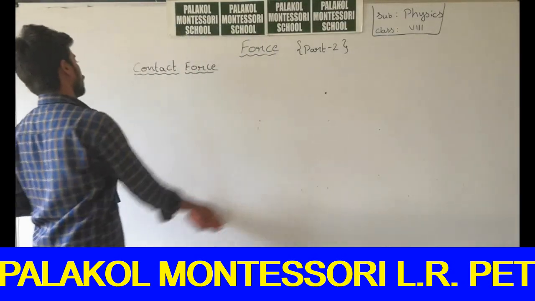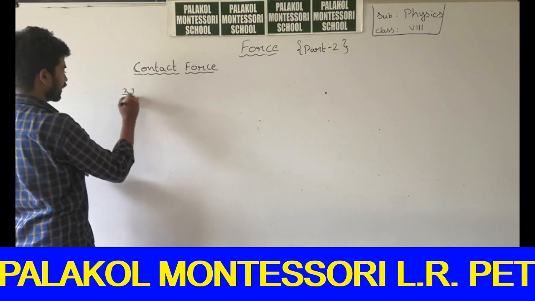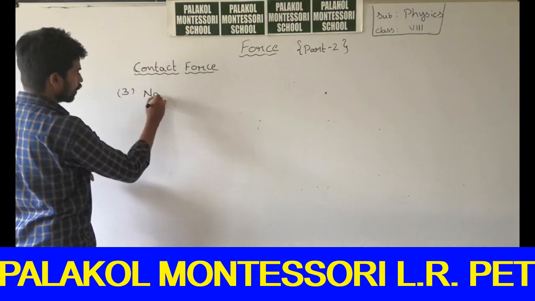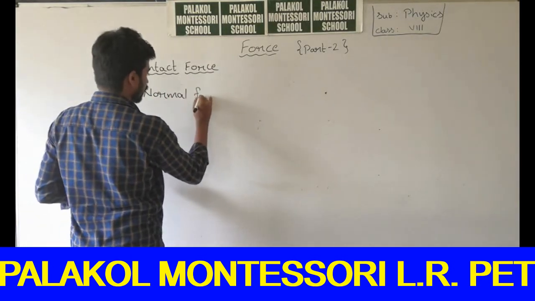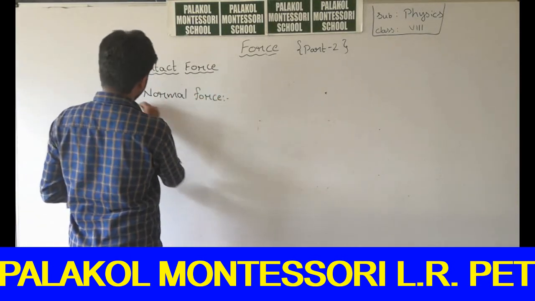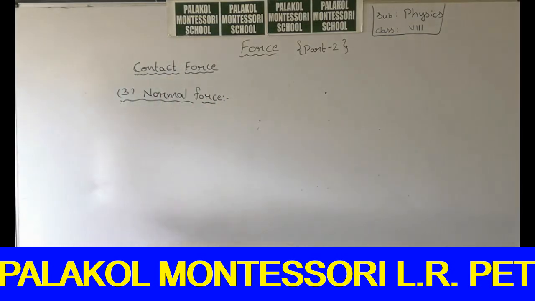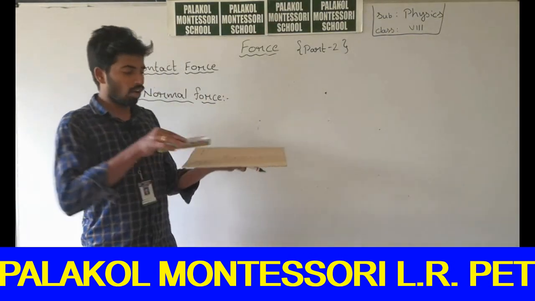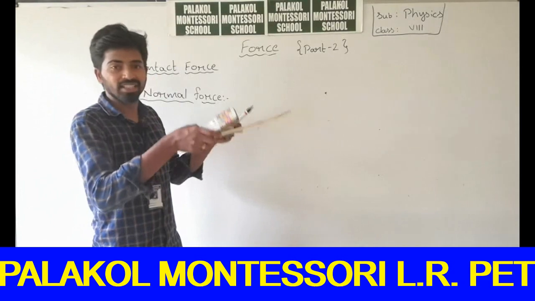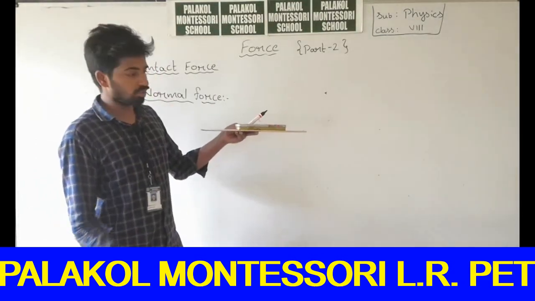There are two more forces. The third type of contact force is normal force. For example, consider a book on a table. Let us consider an object on a plane surface. This is a plane. So, this object was here.